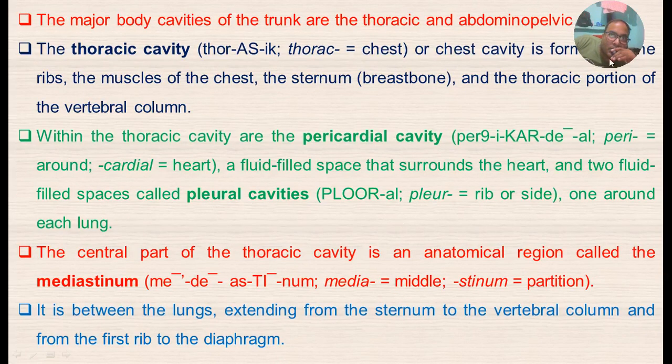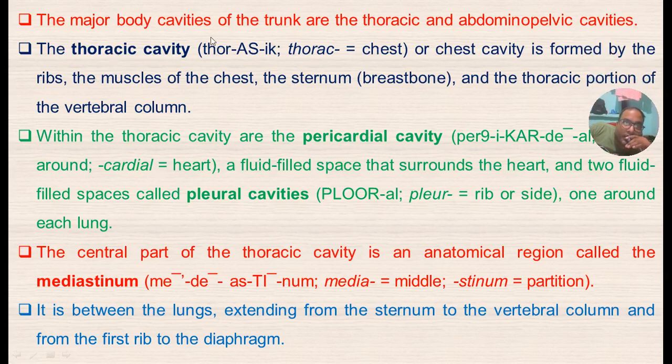The major body cavities of the trunk are thoracic and abdominopelvic cavities. So these two are the major body cavities. The thoracic cavity, or the chest cavity, is formed by the ribs, muscles of the chest, sternum, breastbone, and the thoracic portion of the vertebral column.